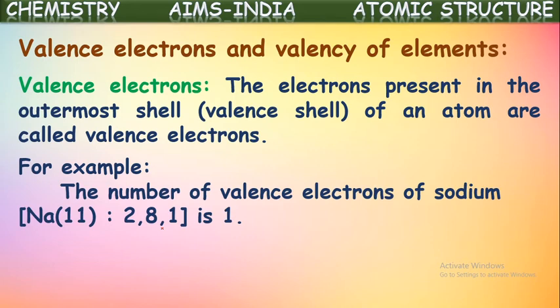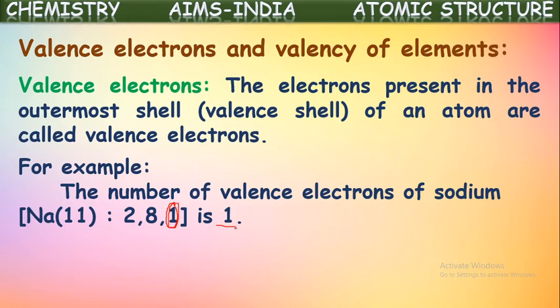For example, the number of valence electrons of sodium. What is the atomic number of sodium? 11. So its configuration will be 2, 8, 1. In the outermost shell of sodium, how many electrons are there? There is only one electron. So the number of valence electrons of sodium is 1.